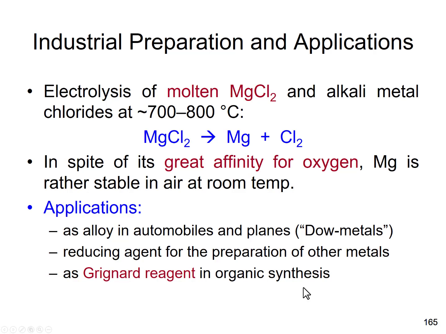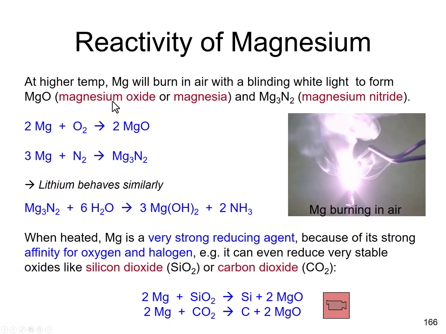In order to burn magnesium, you will need rather high activation energy. But once this process occurs, then it is very favorable, and magnesium will burn in air with a blinding white light to form magnesium oxide, which is also known as magnesia. And it can also burn in the presence of nitrogen to form magnesium nitride. And here are the respective equations.